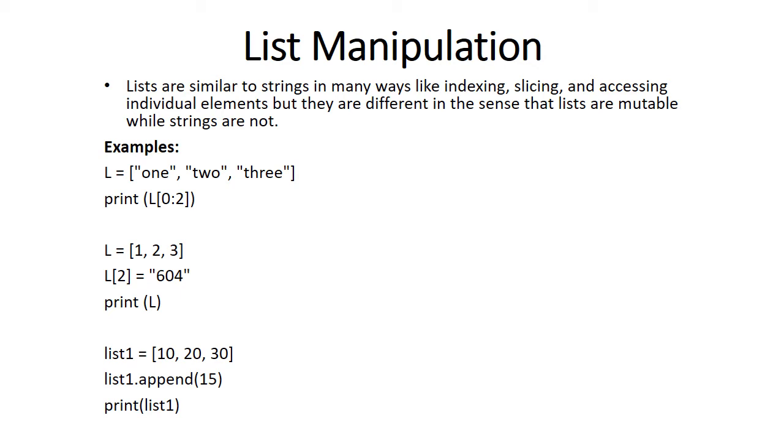Examples, L is equal to 1, 2, 3. All are indicated as strings. Now print L of 0 to 2. That means it will print the values 1 and 2, starting from 0 till 2, excluding 2. Starting from 0 means the very first position is assigned as 0. L of 0, then L of 1, but L of 2 is not printed.